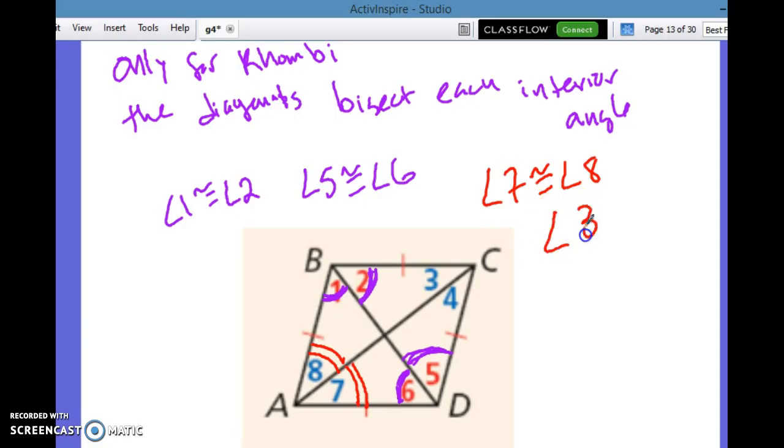Angle 3 is going to be congruent to angle 4. These diagonal lines inside of our rhombus are going to split each one of these angles into 2 exactly equal pieces. In fact, I'll even do one as a diagram for you guys, so that we can just see what the numbers look like. All right, so we have all these angles marked up.